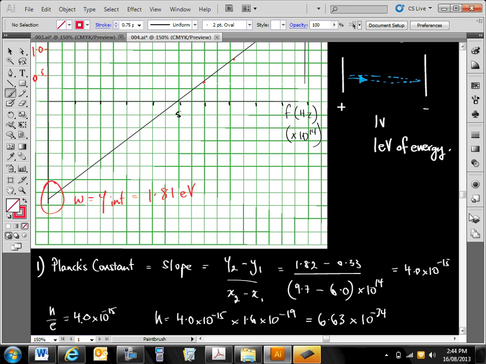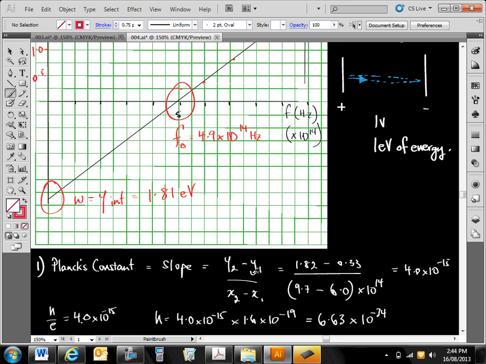The next part says the threshold frequency of the metal. How do you find that? Yeah, it's the x-intercept, isn't it? That's it. Threshold frequency, f naught, equals, what is it? 4.9 by 10 to the 14 hertz.